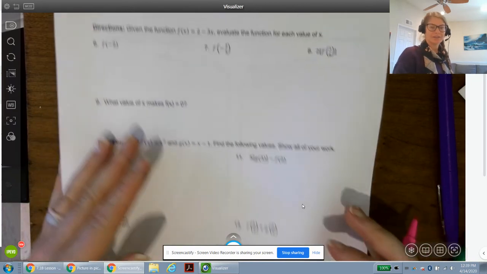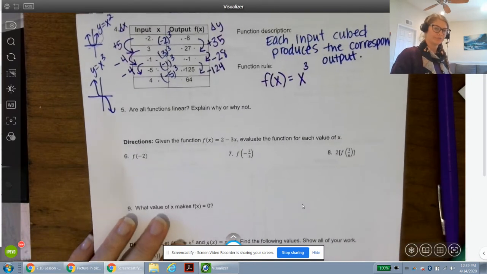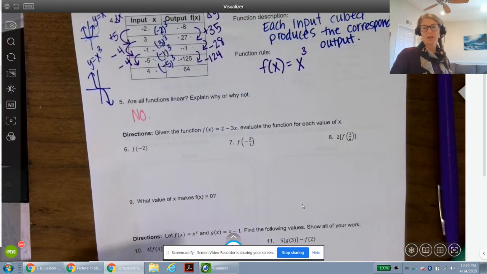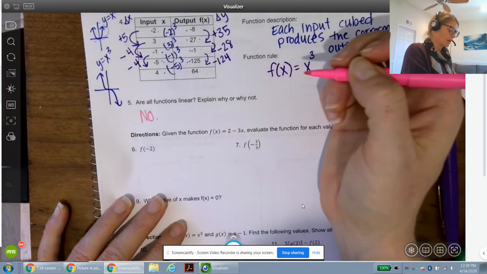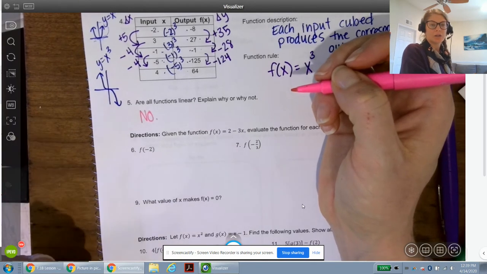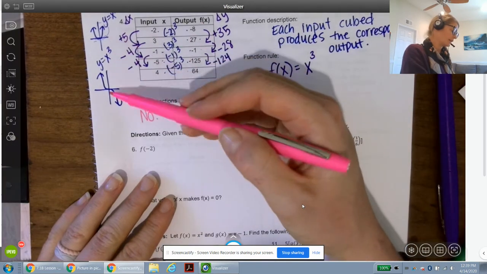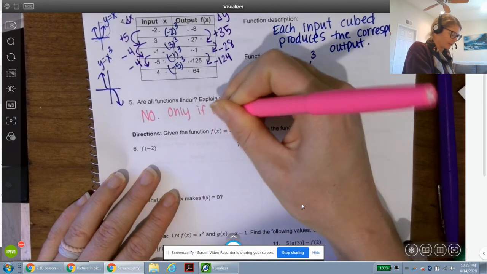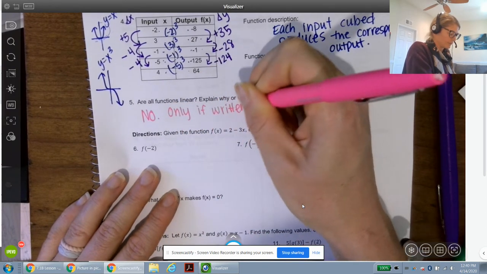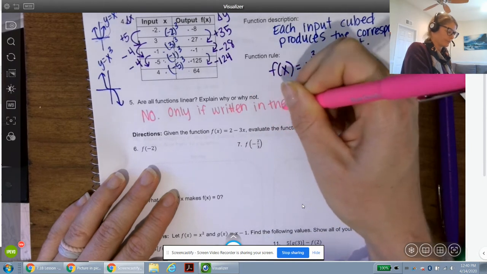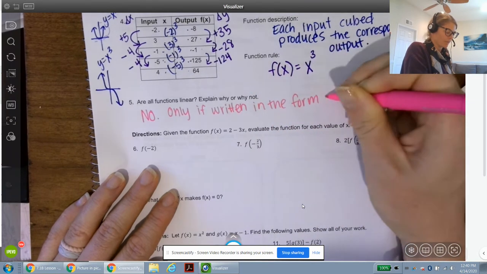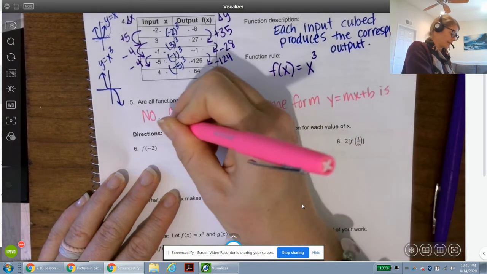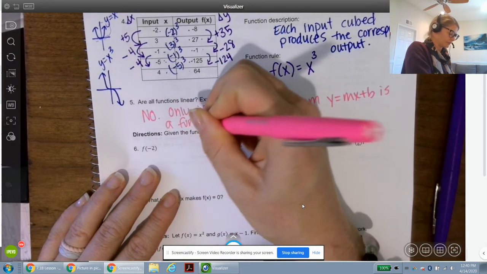Are all functions linear? Explain why or why not. No, they're not. Not all functions are going to be linear. We can have cubics, we can have exponents of 2. Only if written in the form y equals mx plus b is a function linear.